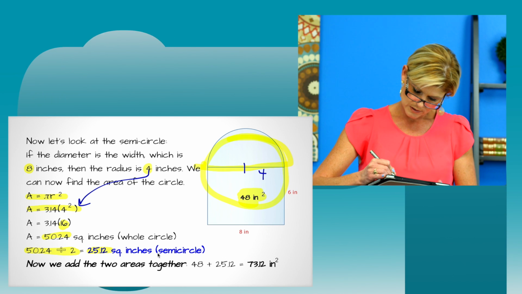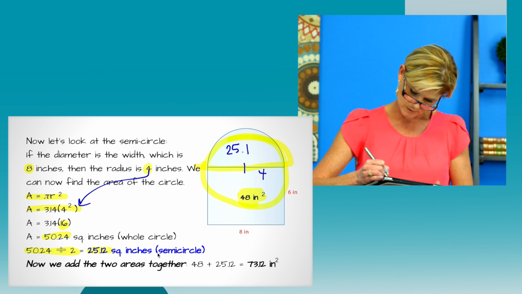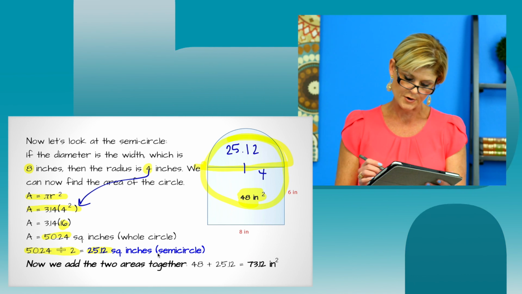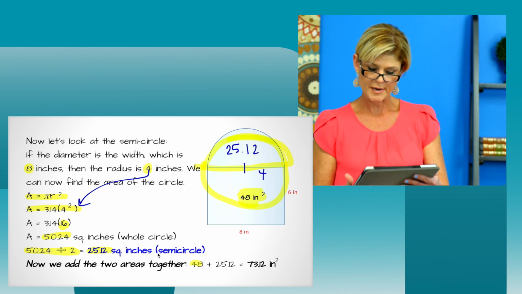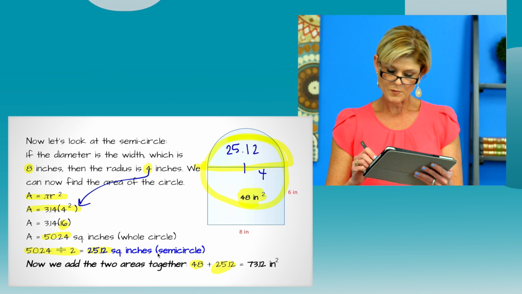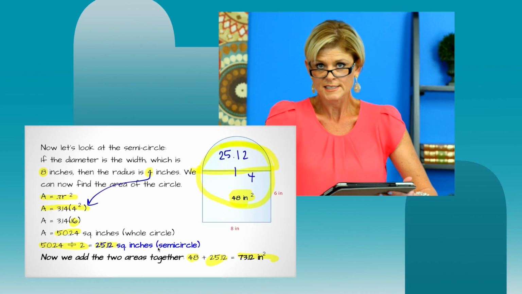So that's what the area of the semicircle would be, 25.12 square inches. And now all we have to do is add the two of them together. 48, the area of the rectangle, and 25.12, the area of the semicircle, and we get 73.12 inches squared. And it's as easy as that.